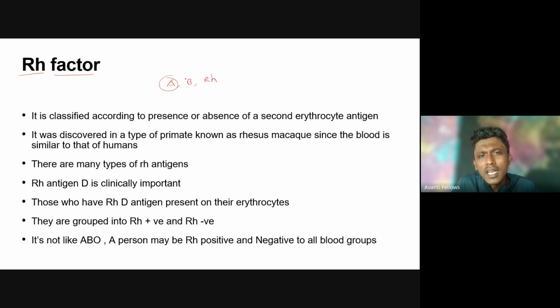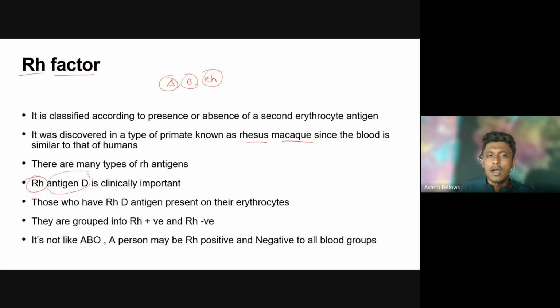Now we finished with A and B. Now it is RH. What does RH stand for? RH stands for rhesus factor. Why is it called rhesus factor? Because it was discovered in a monkey called the rhesus macaque, whose blood is very similar to humans, and that's how the discovery of this antigen took place. So now, whenever we use anti-D antisera, we can detect RH.